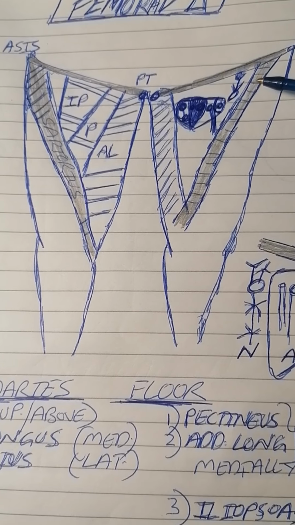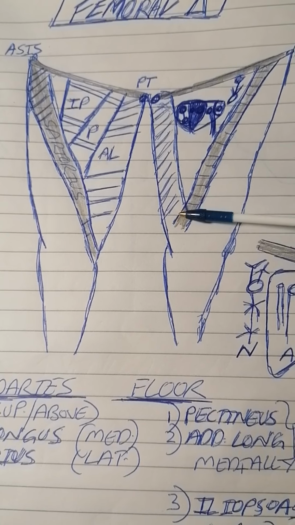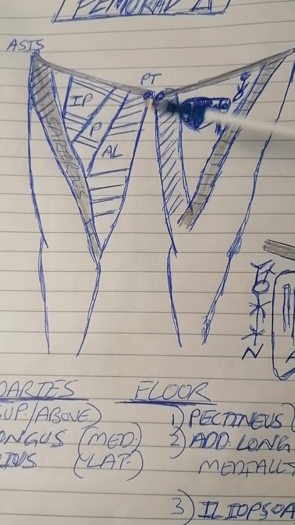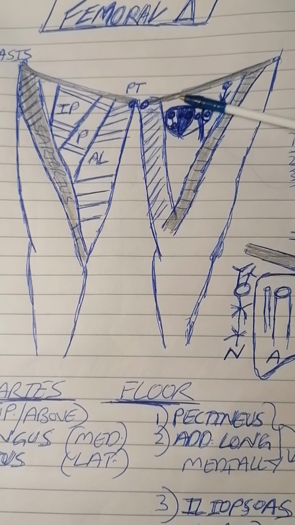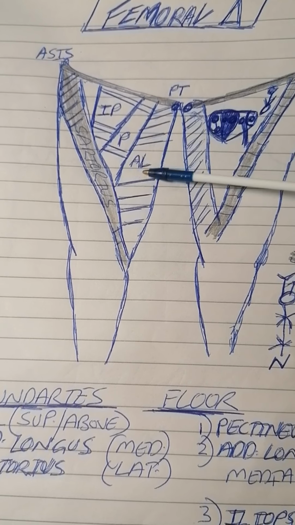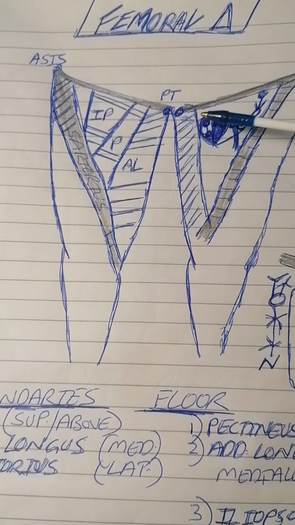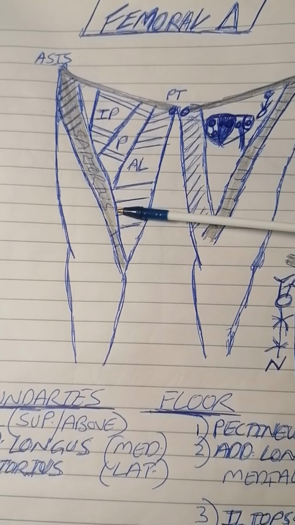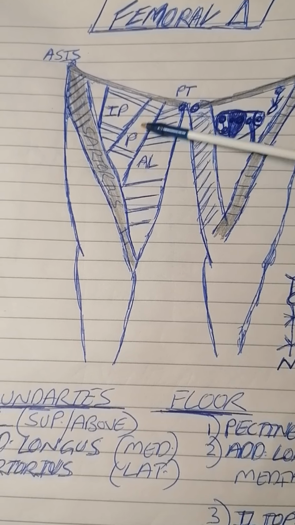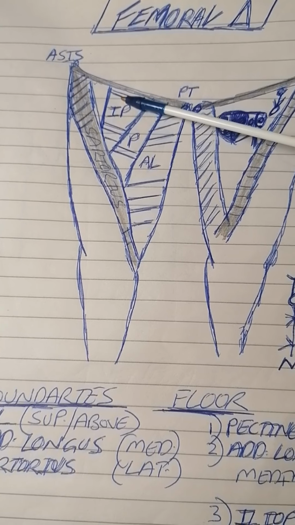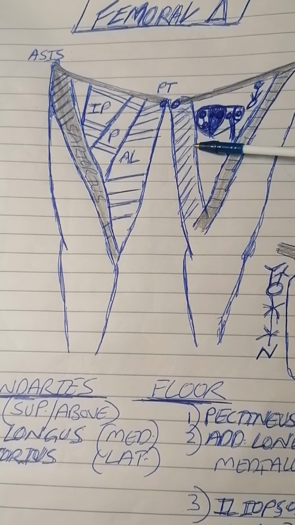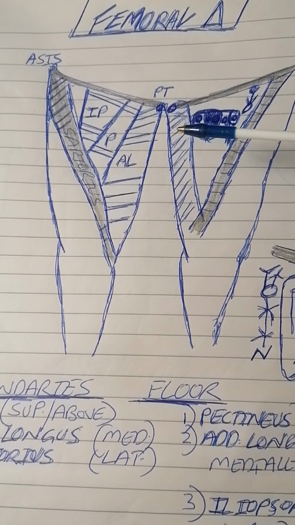So we are done with the boundaries. Lateral boundary, sartorius. Medial boundary, adductor longus. Superior boundary, inguinal ligament. Talking about the floor, we have again adductor longus, which is the medial boundary also, plus it is the medial part of the floor also. We have the pectineus muscle and we have the iliopsoas muscle. So we are done with the boundaries and we are done with the floor of this femoral triangle.